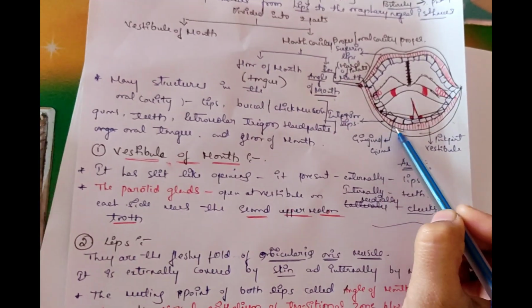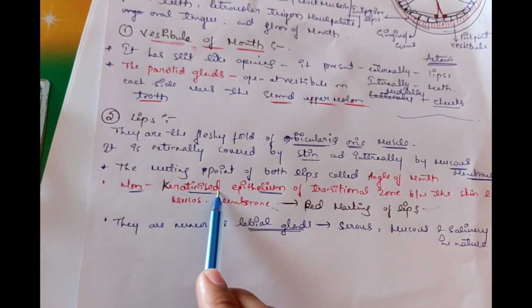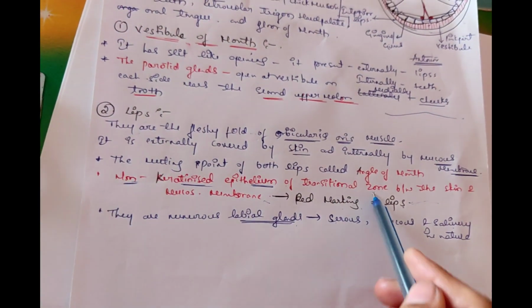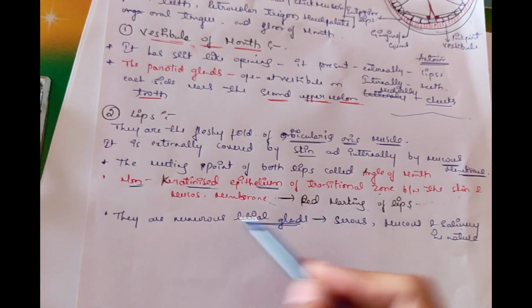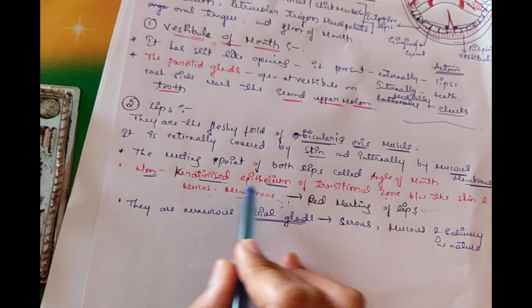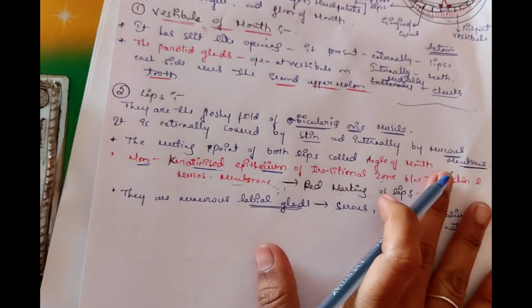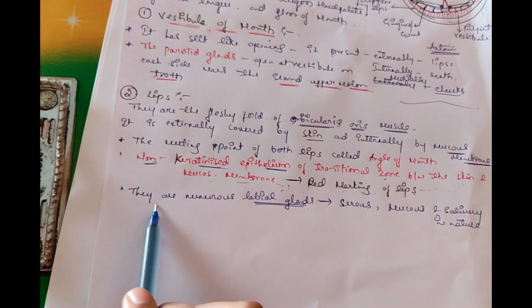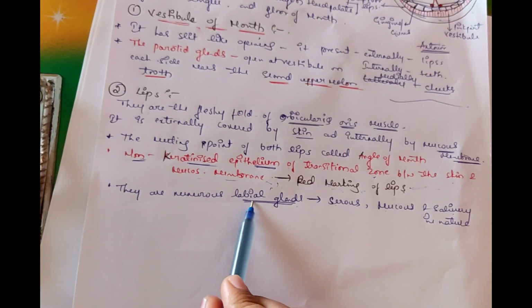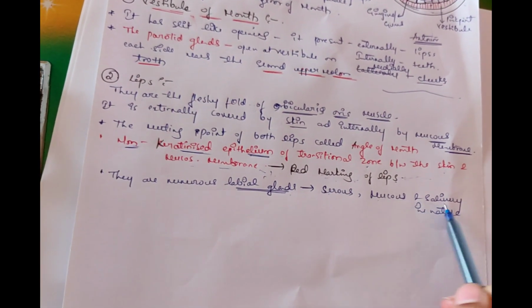Then the red marking of the lips is due to the non-keratinized epithelium of the transitional zone. It is present between the skin and mucosal membrane of the lips. Because of the presence of non-keratinized epithelium, the red marking of lips appears. Then numerous labial glands are present in the lips. They are serous, mucous and salivary in nature.